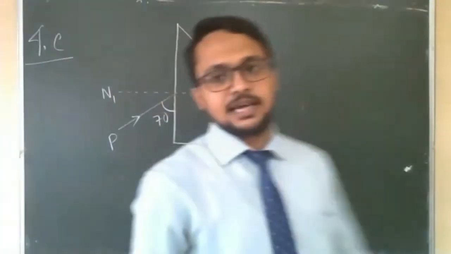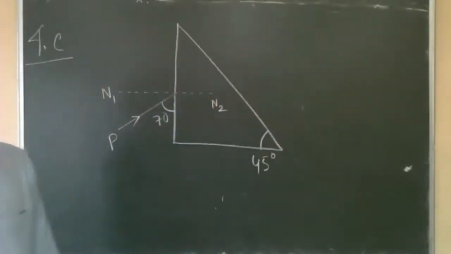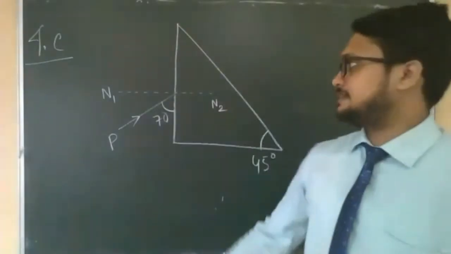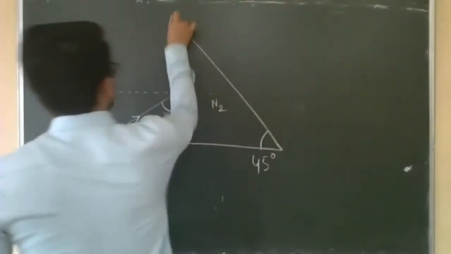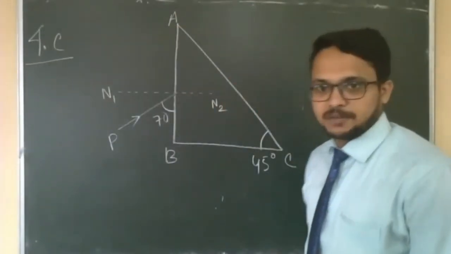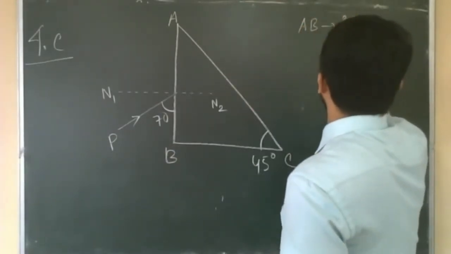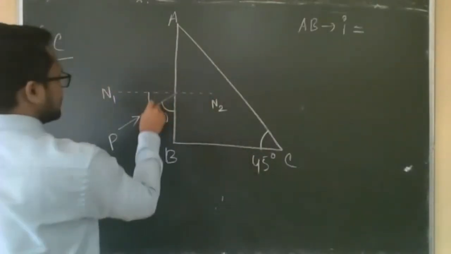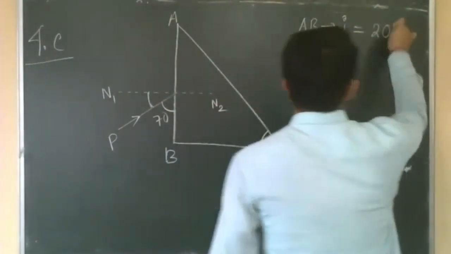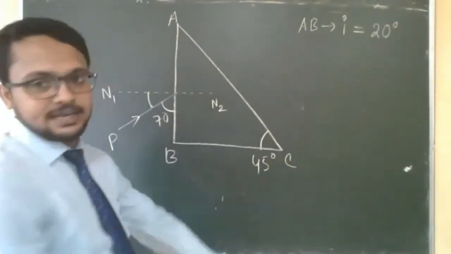Now my first question: what is the incident angle here? Write in the chat box. Who can write first? What is the incident angle at the surface? Name the vertices A, B, C. So at the surface AB, what is the incident angle? The incident angle is this one, not 70. This one means 90 minus 70, so 20 degrees is the incident angle. Yes, Ritik. Yes, Vinay. It is 20 degrees.